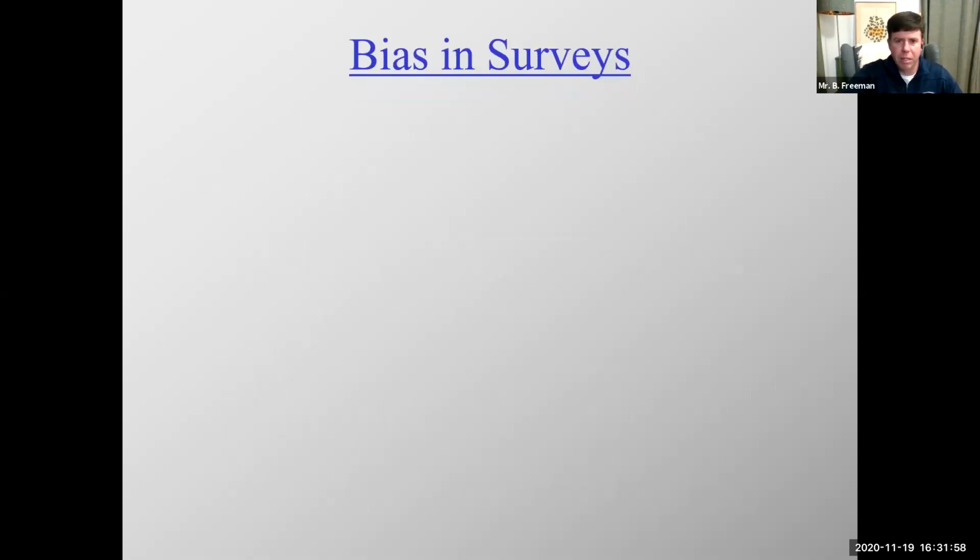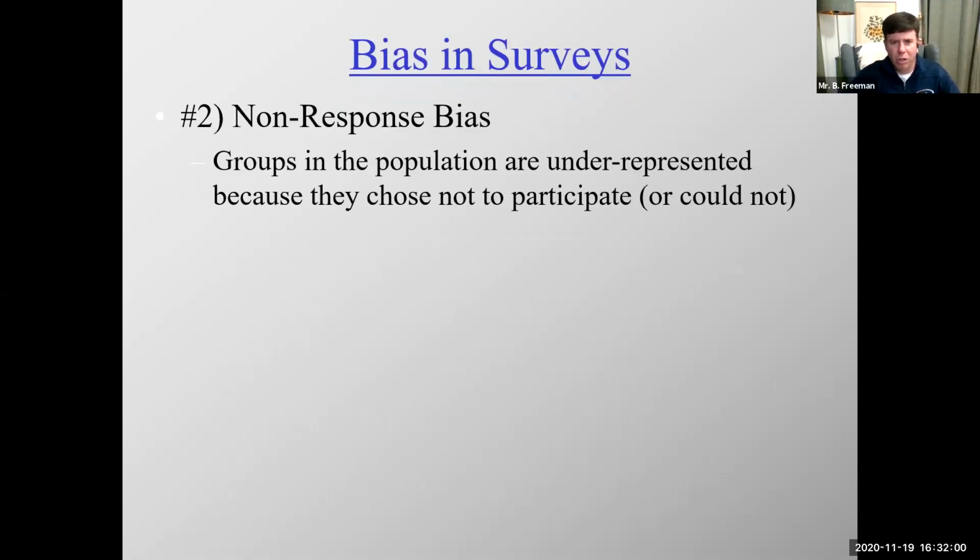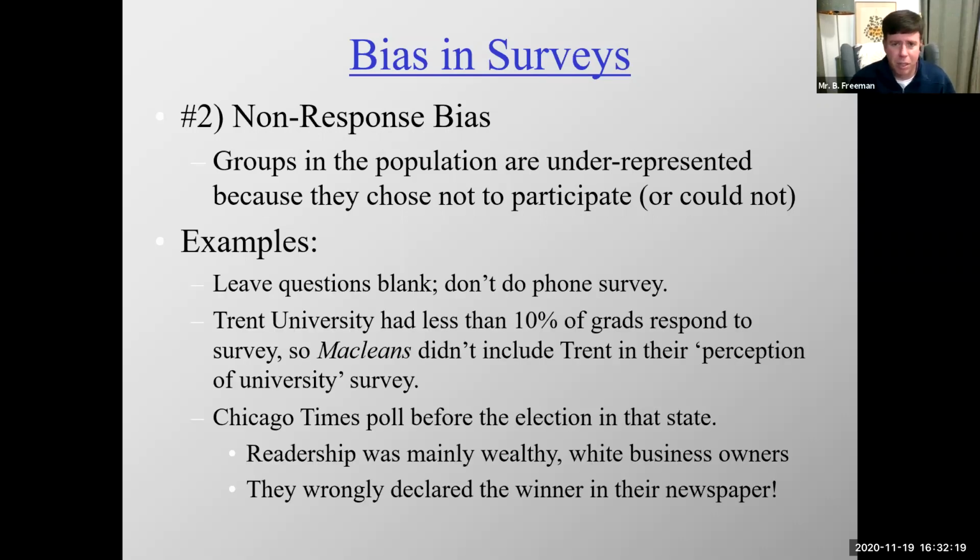The second type of bias that we have is called non-response bias. And this very simply is when you're not responding. You're just not able to do the survey for whatever reason. This can happen in lots of different ways too. Groups in the population are underrepresented because they chose not to participate or they could not participate. And non-response bias covers so many different things.